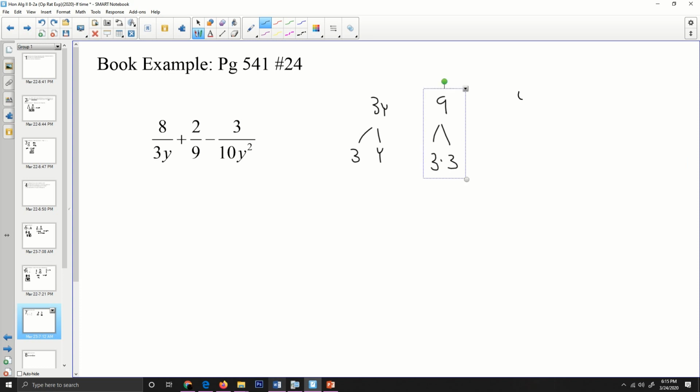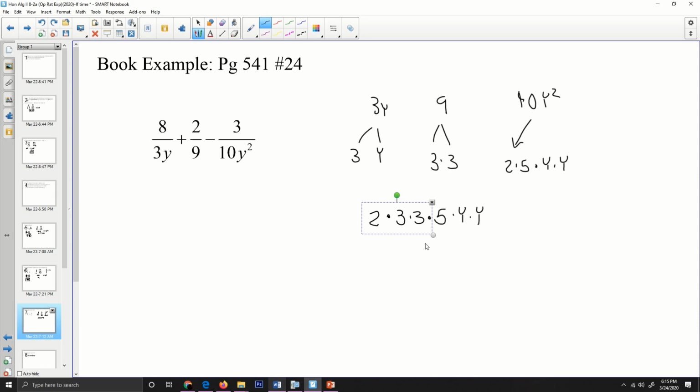And 10y squared has the factors, let's see here, 2, 5, y, and y. All right. So let's see here. The most 2's is going to be 2. The most 3's, there's 2 3's in 9, so I need both of those. And the most 5's is 1 5, so I'm going to have that. And then the most y's is 2 y's. And when I multiply that all together, 2 times 3 is 6. 6 times 3 is 18. 18 times 5 is 90, so 90y squared. And that looks like that is going to be the least common multiple.